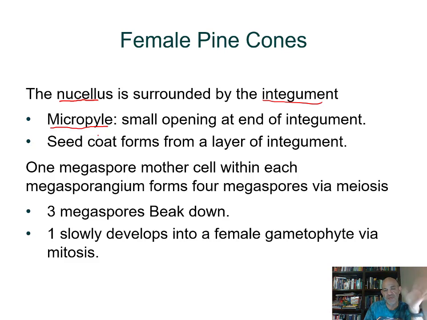So this is the female part. The male is the pollen gametophyte. The pollen will go in through there. It's called the micropyle. So that's a key term to know. The integument ends up forming the seed coat from those integument layers, so it will form that seed coat. So these are all vocabulary items that you'll see pop up if you're going to describe the life cycle.